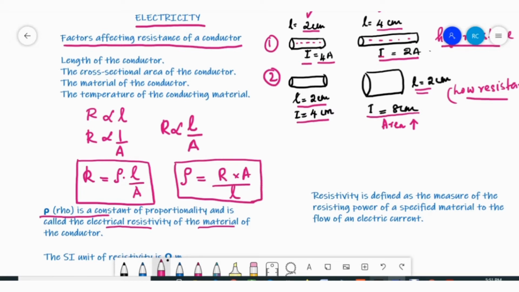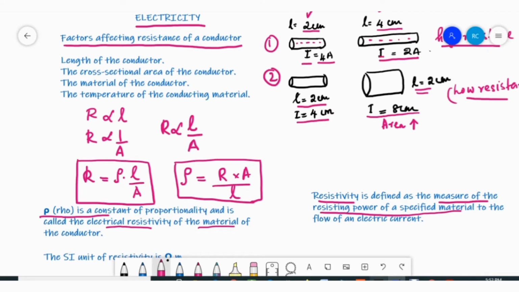Fine. So what is electrical resistivity? Electrical resistivity, or simply resistivity, is a measure of the resisting power of a specific material. So resistivity will change if you are taking a different conductor. Copper resistivity will be one thing, and if you are taking aluminum, the resistivity will be of a different value, which means it depends on the material of the conductor.